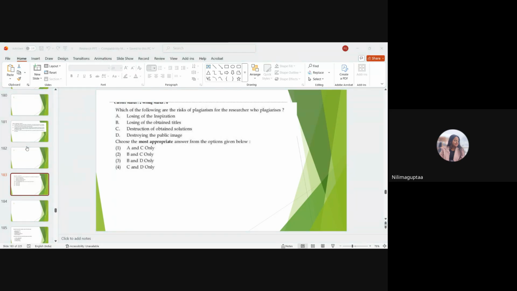Now comes another question. This is related to plagiarism. Which of the following are the risks of plagiarism for the researcher who plagiarizes? Is it losing the inspiration, losing the obtained titles, destruction of obtained solutions, or destroying the public image? Yesterday we studied the penalties that are associated with plagiarism. The answer is from those penalties itself.